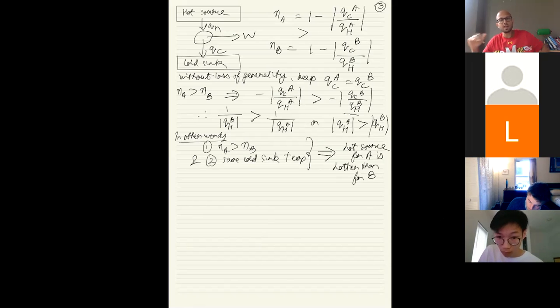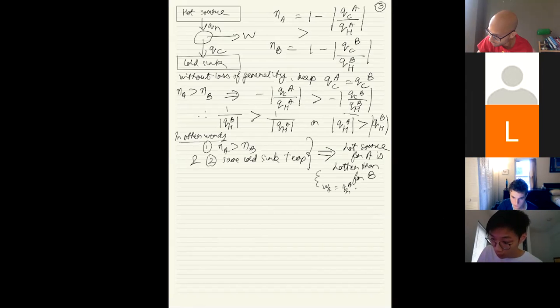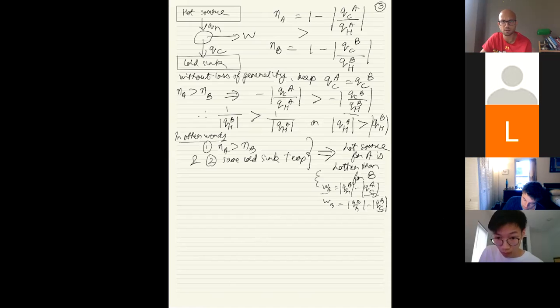You can see why, because if they had the same temperature, then WA and WB would also become same, right? And why is this true? Because WA is QHA minus QCA, right? And WB is Q hot B minus Q cold B. And we are saying these two are the same, and while this one is larger, divided by QHA, so it's just simple algebra from which we get this. So this means the hot source temperature for A is more than the hot source temperature for B.